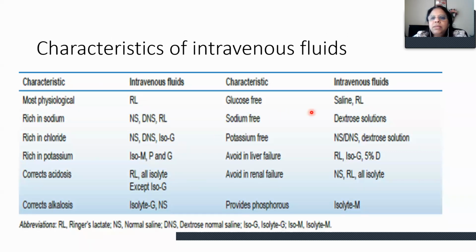So this one is the characteristics of intravenous fluid. I've just discussed this. Say if you take the most physiological, Ringer's lactate, right? So out of all, what is the most physiological? Ringer's lactate, because that doesn't have any glucose also. Rich in sodium is normal saline, rich in chloride is this, rich in potassium is this. I've discussed all these things, right?